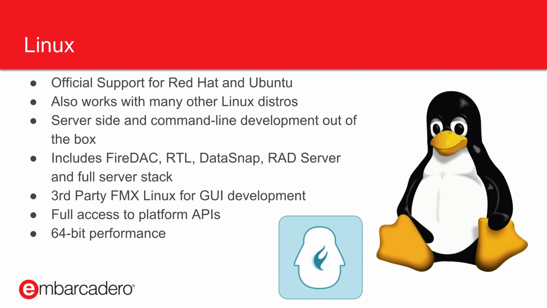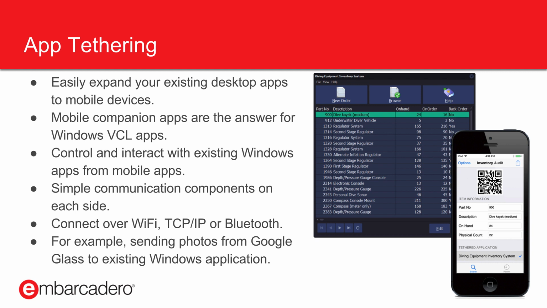But the FMX Linux, which is third-party by KSDev, has the ability to build GUI applications with FireMonkey. You just run their components. It actually creates a variation of FireMonkey for Linux when you do the installation, and you just build it like you would normally, and then your application can work across all the platforms in FireMonkey. It's 64-bit for performance, and we have full access to the platform APIs, just like everywhere else.